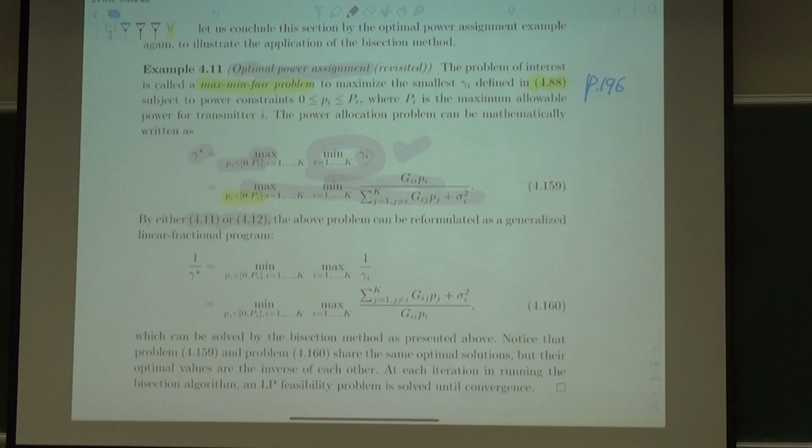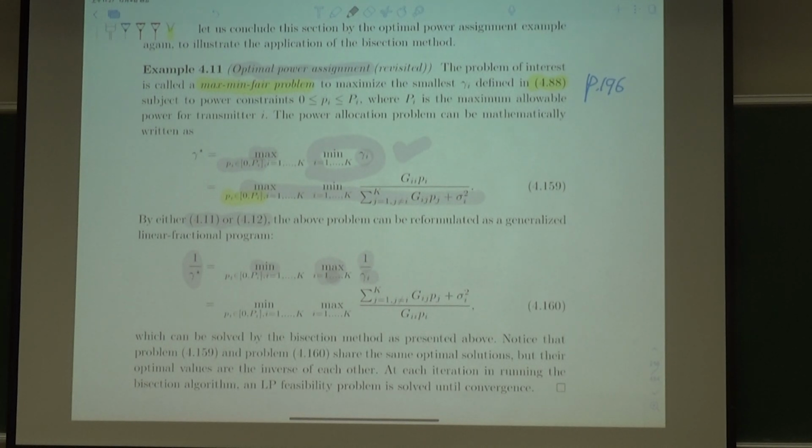Okay, sorry, this is not reformulation yet. This is the definition. We just apply the definition. 这是现在这个只有用到定义. Next step is reformulation. We convert this max min into min max. The objective function now is 1 over gamma star. So minimum, max, 1 over gamma_i. This is given to us by 4.11 and 4.12.